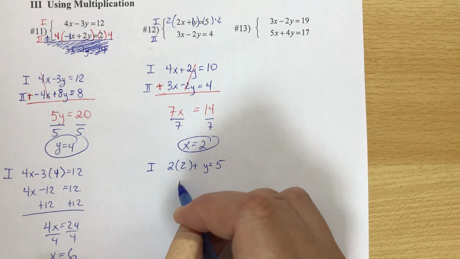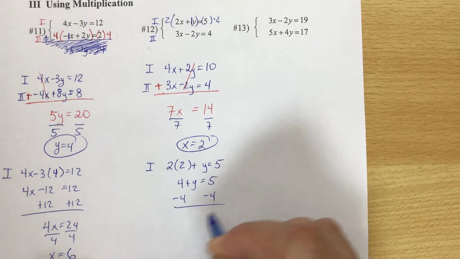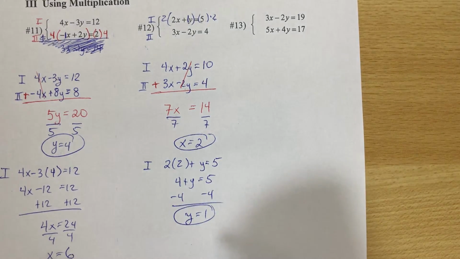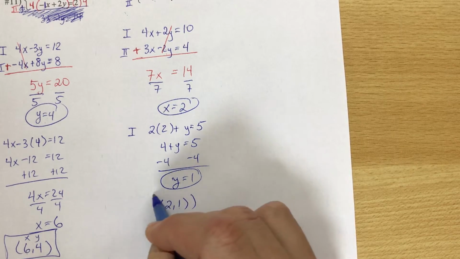So what is x? X is 2. 2 times 2 is 4. Plus y is 5. Well, minus 4. Y is equal to 1. And we have a solution. We have 2 comma 1.